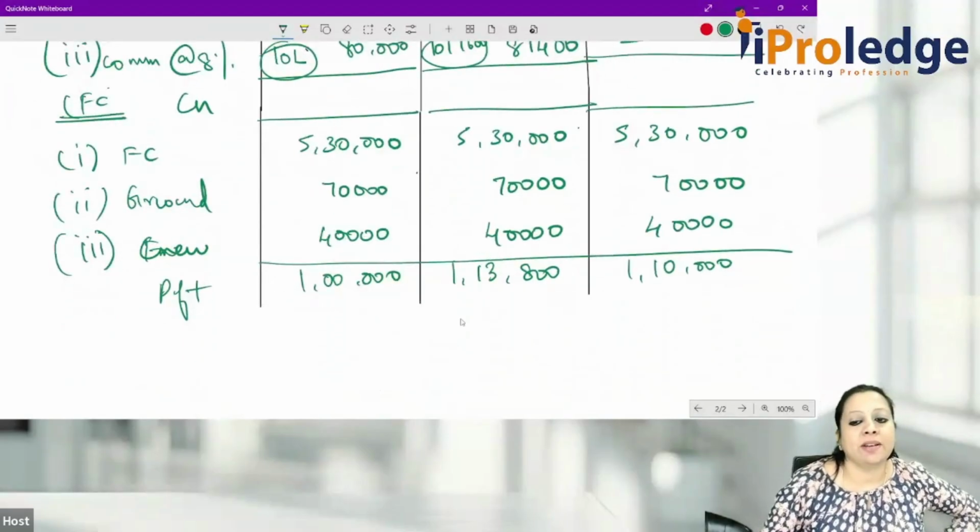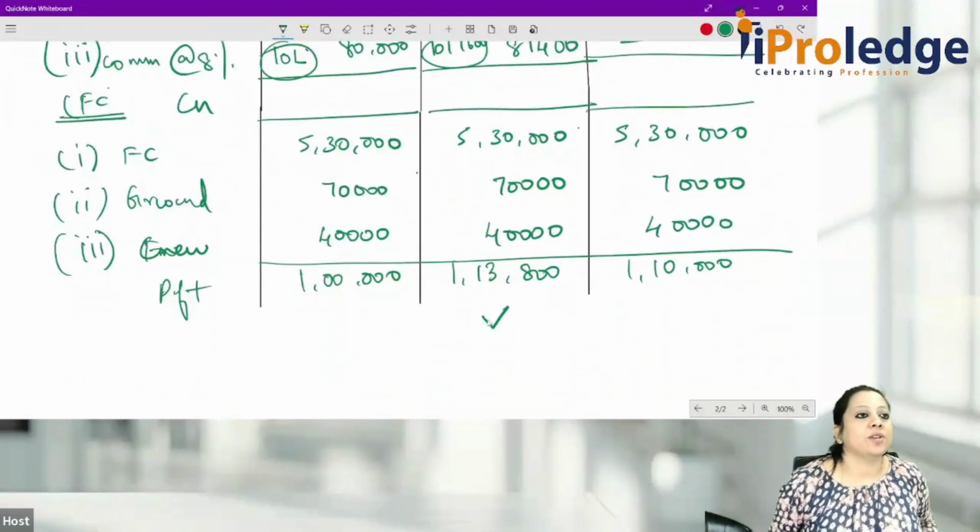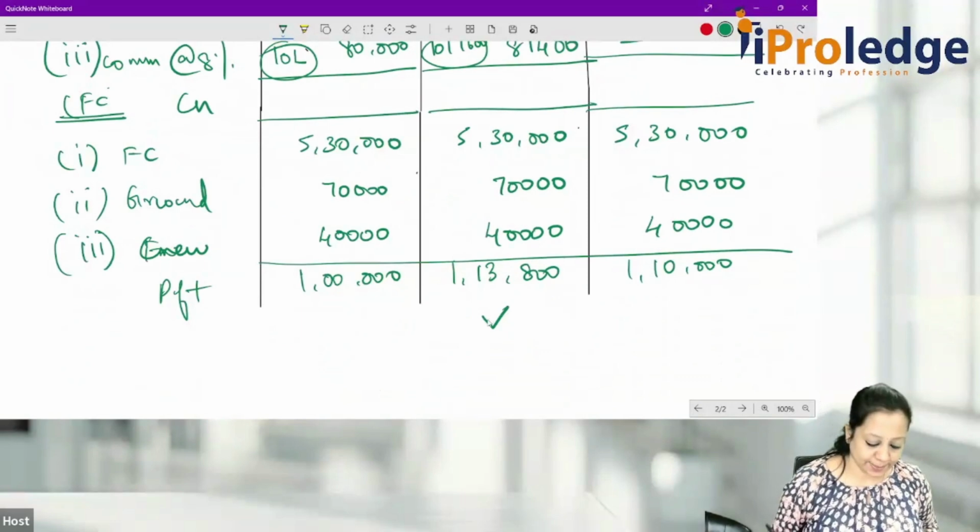So which option is beneficial? Fare reduction option is beneficial because profit is higher. You can conclude by saying that.